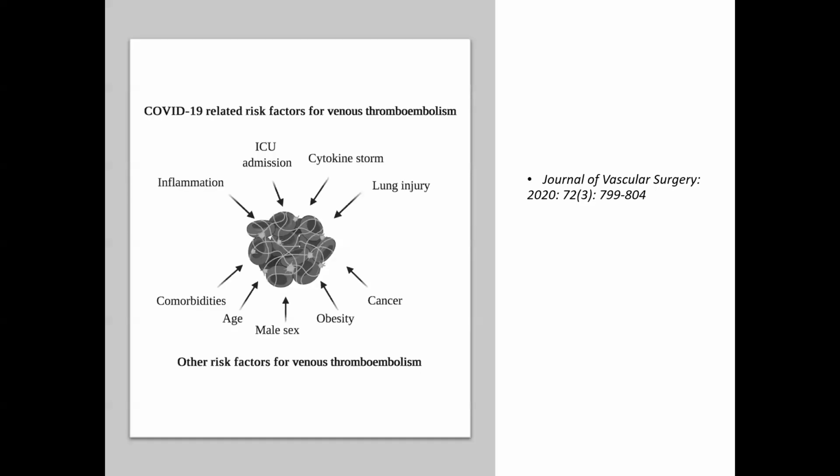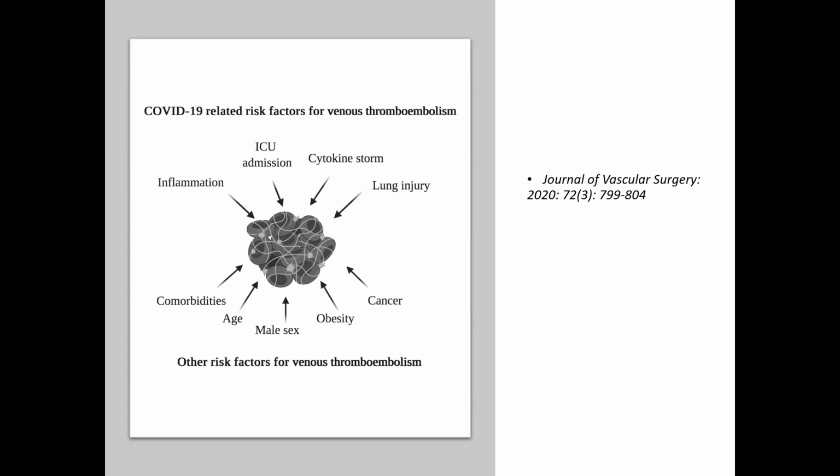during their hospitalization. Now, there are some other factors which predispose COVID-19 patients to a higher risk of venous thromboembolism, which is not limited to atrial fibrillation. So what are they? ICU admission, cytokine storm, lung injury, pre-existing cancer, obesity, male sex, age, comorbidities, and inflammation. So these are the risk factors.